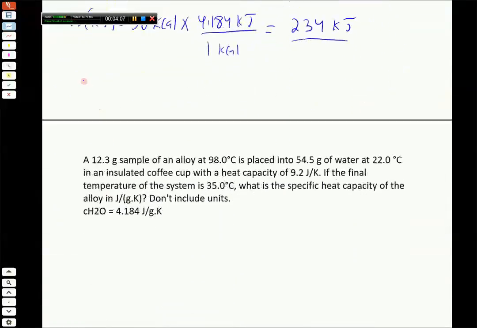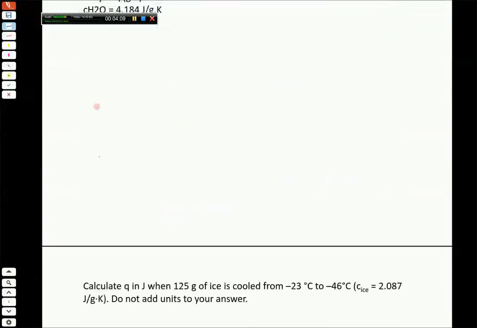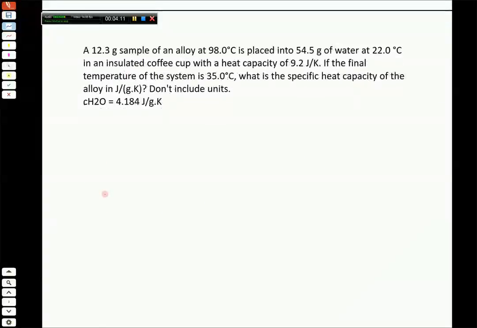Now the next few problems deal with calculations involving heat. So we talk a lot about what's called calorimetry, which is our ability to measure heat using temperature changes inside of a calorimeter. And so this is one type of problem we're going to do. We have a 12.3 gram sample of an alloy, so a piece of metal. We heat it to 98 Celsius and we place it into 54.5 grams of water, which is initially at 22 Celsius.